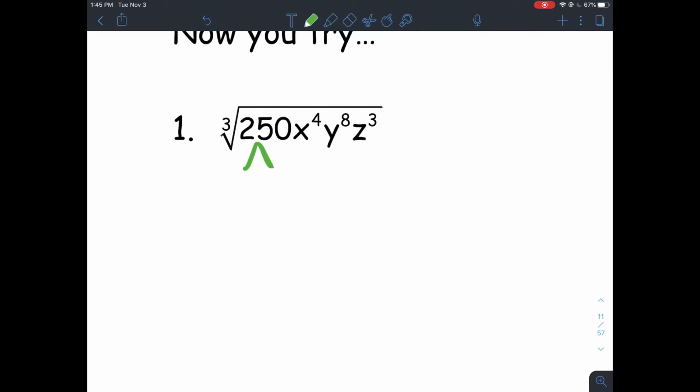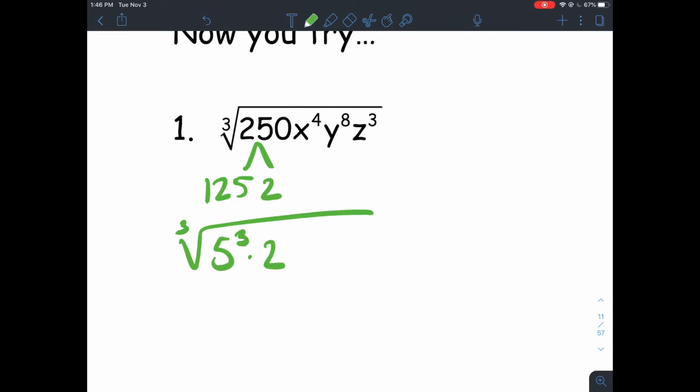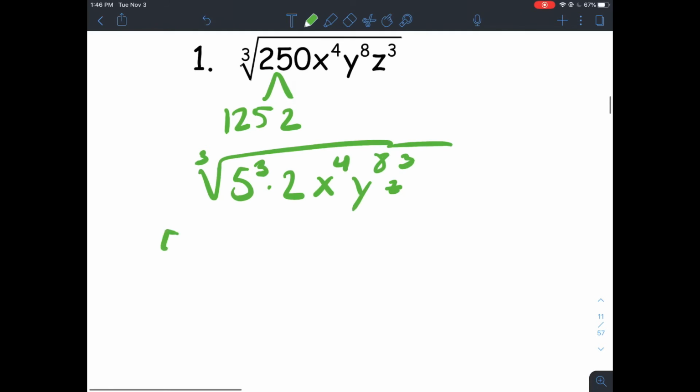So, of course, we still have to break this down. I'm going to break this down into 125 and 2, all right? So we've got cube root, and we're going to have 5 cubed times 2. Now, I'm just going to rewrite it like this. Oh, whoops. The way that it was. And explain to you how I do this in my head. So, of course, I got to take my 5 out, all right? And then I've got my 2 left in there for sure. So now I got to look at my x.